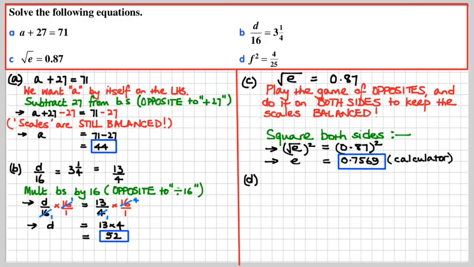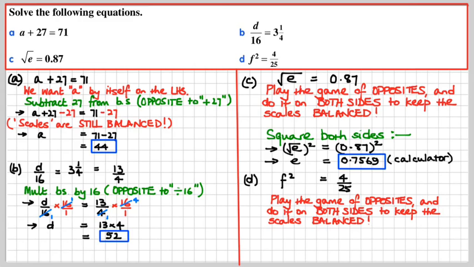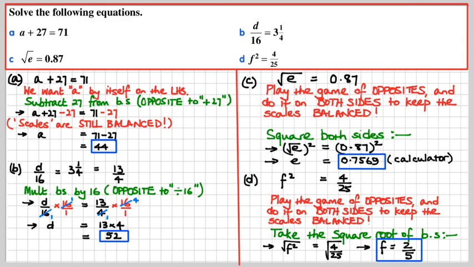Most excellent. What about this next one? This time we've got something squared. So we're saying that f squared equals 4 over 25. So what would f be? Well, you tell me, what's the opposite of squaring something? We play the game of opposites, we keep both sides balanced by doing the same thing to both sides. We take the square root of both sides and we get f will be plus or minus the square root of 4 over 25, which is 2/5.